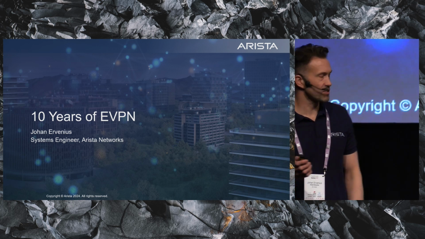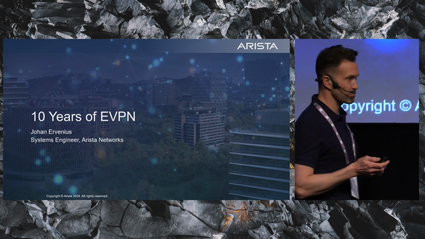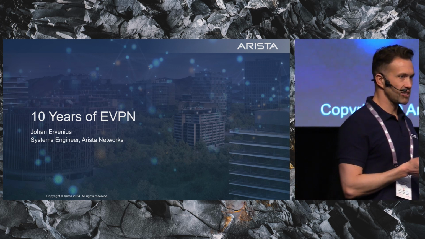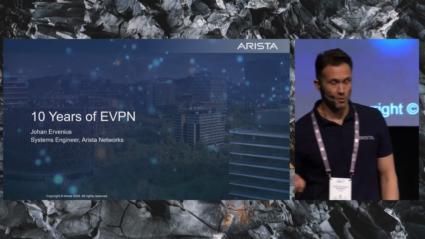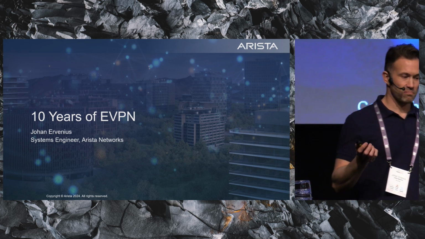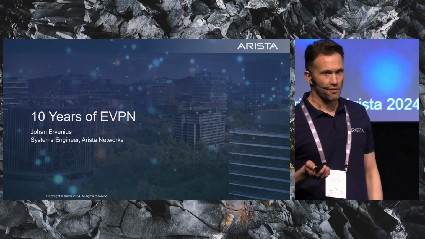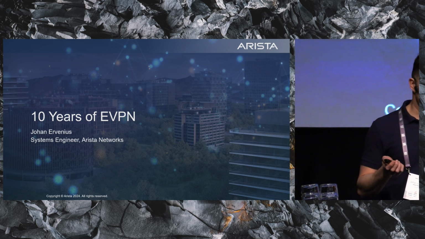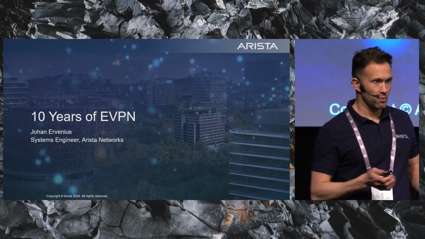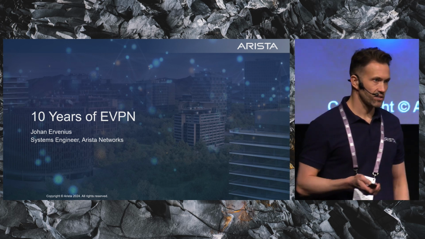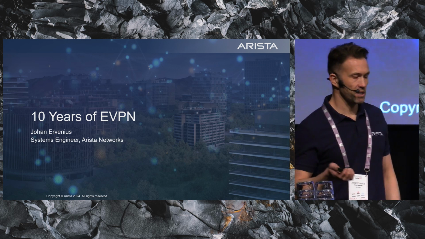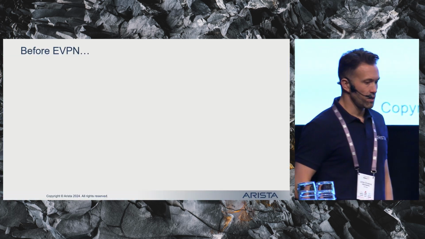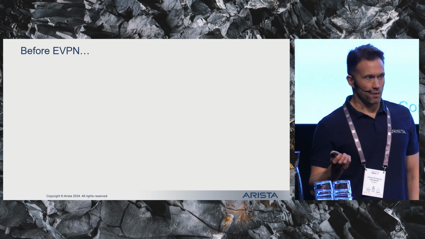The first RFC for Ethernet VPN was published in May 2014, so almost 10 years ago. During these 10 years, it has really grown in terms of supported use cases and has, to some extent, become a Swiss Army knife for VPN services in Ethernet networks. My purpose with this presentation is to give you an overview of EVPN, what has happened during these 10 years, and also show you what is coming in the future and what direction the industry is taking. But let's start with going back to the time before EVPN.